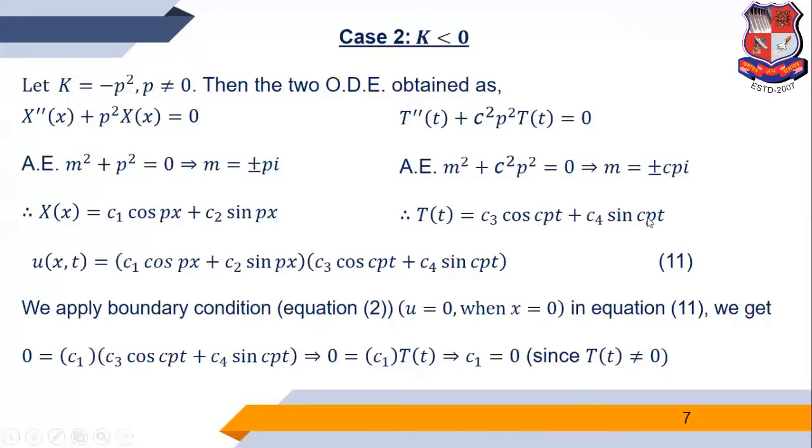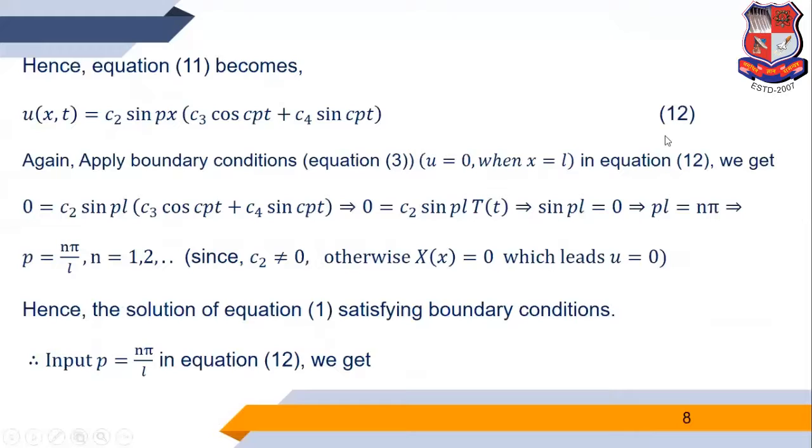Now in equation 11 we apply the boundary condition equation 2, then we get the constant c1 equal to 0. So we substitute c1 equal to 0 in equation 11, then we get equation number 12.